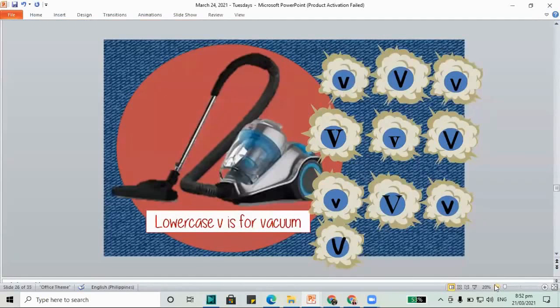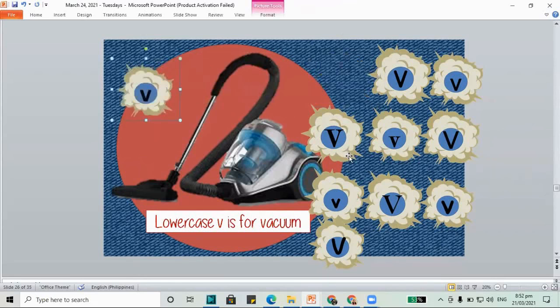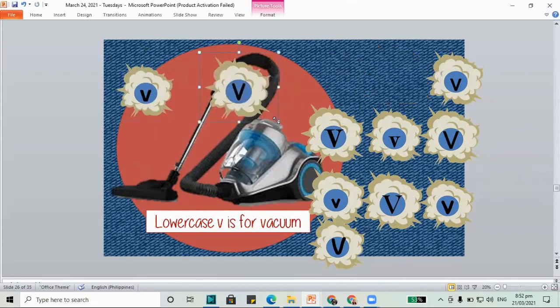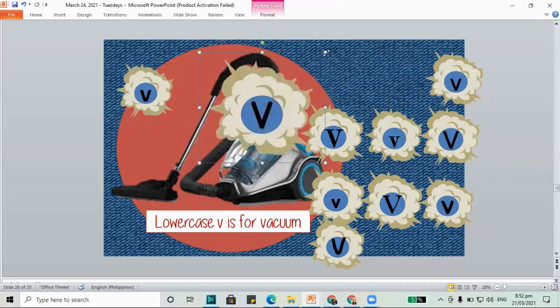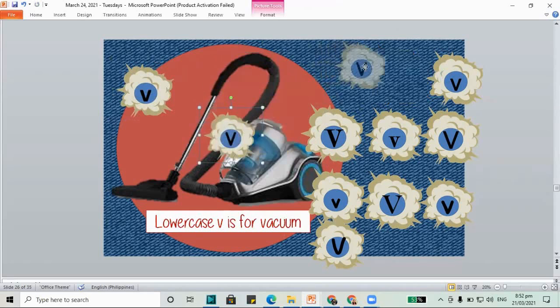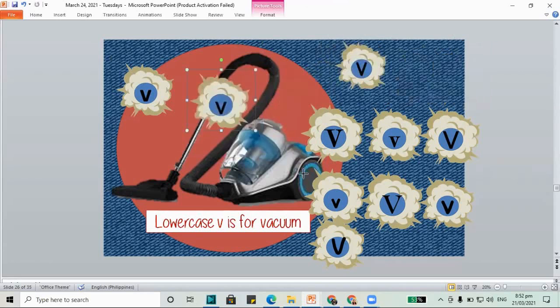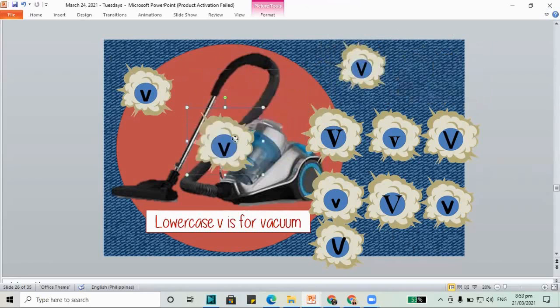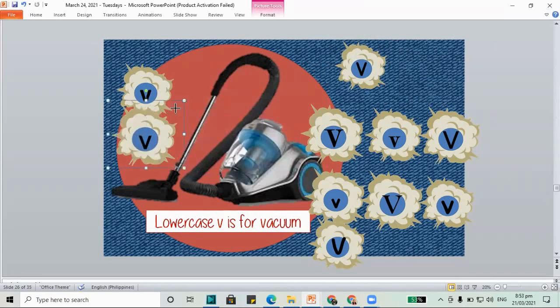Okay, we need to clean. We have our letter V for the vacuum, but we only need the lowercase v. So let's put all the lowercase v in the vacuum. Is this lowercase v? Yes, it shows lowercase v. This one, is this lowercase? No, this is capital. Let's put it back. This one, is this lowercase? Do we have lowercase v? Yes, that is lowercase letter v.